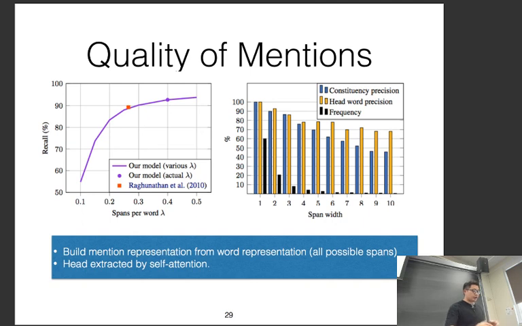So they said the quality of their mentions is actually pretty good. Lambda is the weight of filtering mentions. When they change lambda, they get a curve which reaches the best previous mention extraction system, the red dot here. The red dot is on their curve. So in their model, they can freely choose more mentions or fewer mentions. It means that the curve is kind of optimal right now.